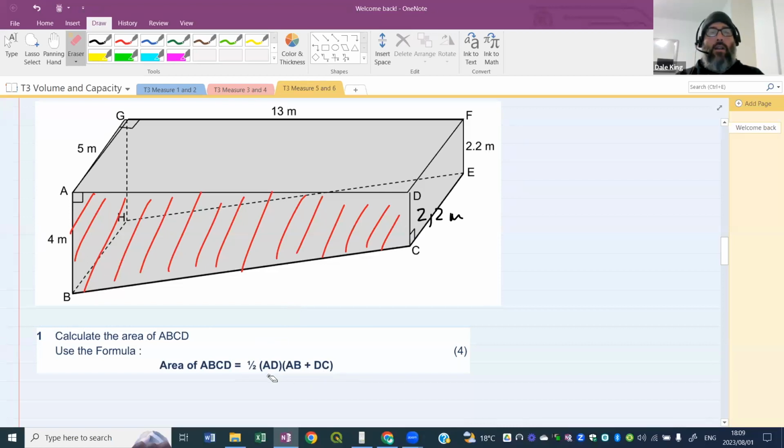So AD, you need to put in AD. All right, the top is obviously a rectangle, so the AD must also be 13. We need AB, which is on the side here. And we need DC, which is on this side over here. Okay, so we're going to sub in those values and get an answer. All right, so it should take you guys about a minute to punch in those numbers.